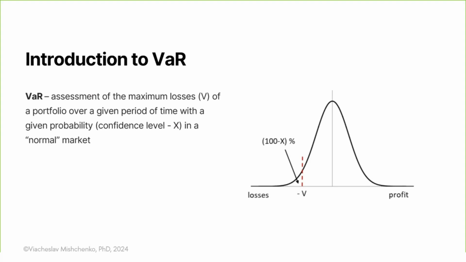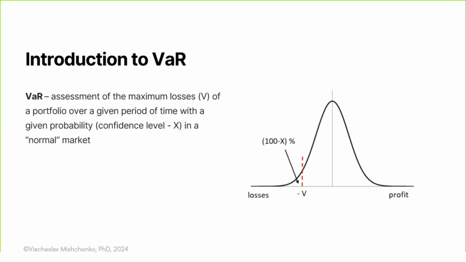Now, when we say normal market conditions, we are excluding major crises or, for example, systemic events. This is crucial, really, because value at risk isn't designed to capture those extreme scenarios. And that is what stress testing should do.